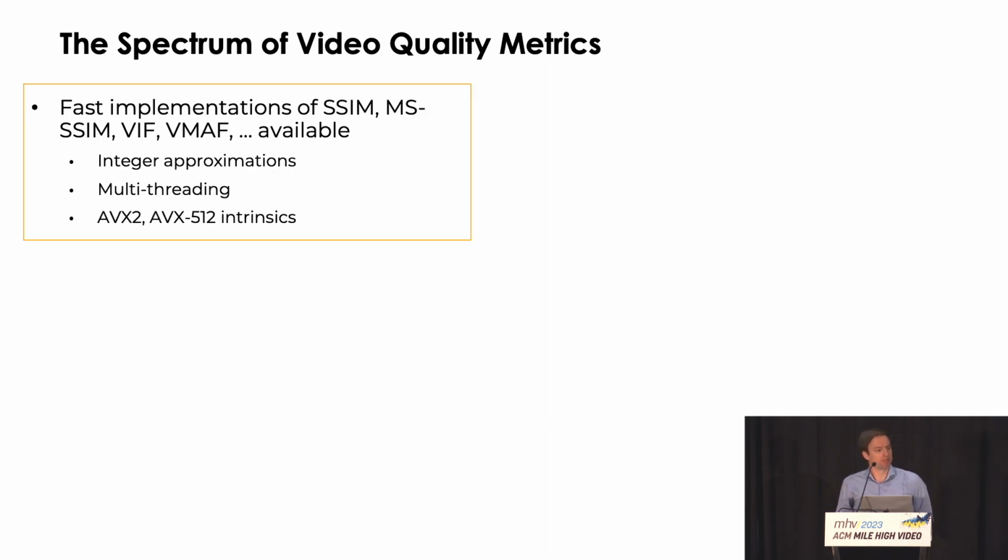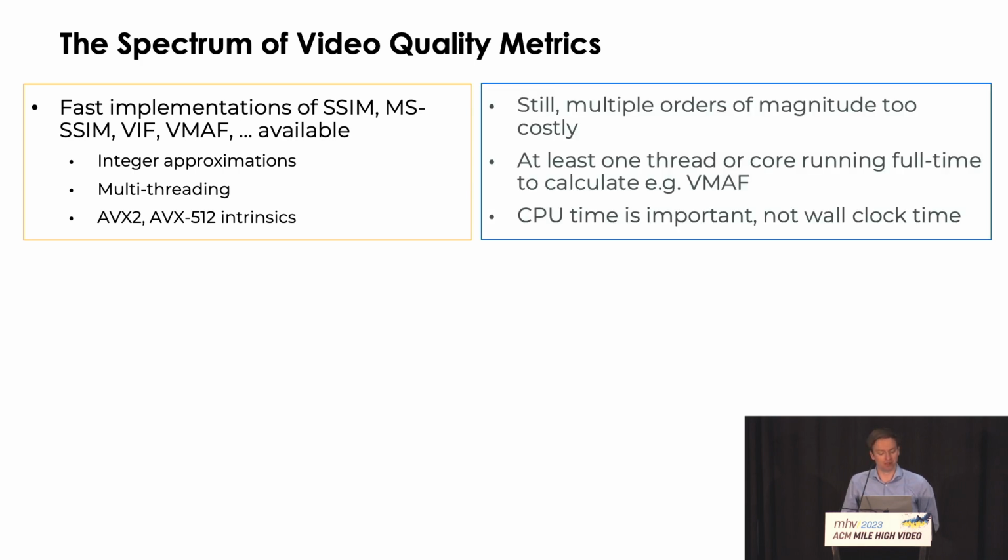Video quality measurement is a very hot topic. We've seen a very interesting keynote also by Professor Bovik. There are so many different metrics out there. They also have different types of implementations. There are fast implementations out there that make approximations, that use multi-threading or the latest instruction sets. Still, if you want to integrate a metric for 4K encoding without harming your computational requirements, then typically these metrics are orders of magnitude too complex.